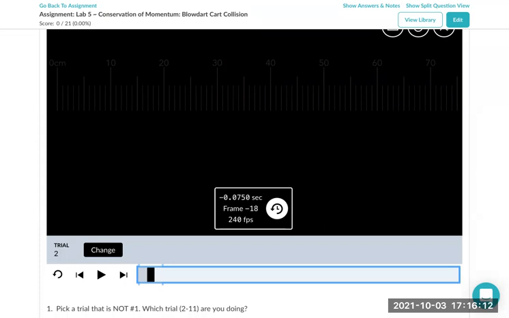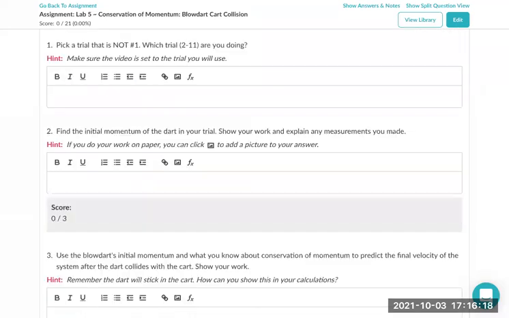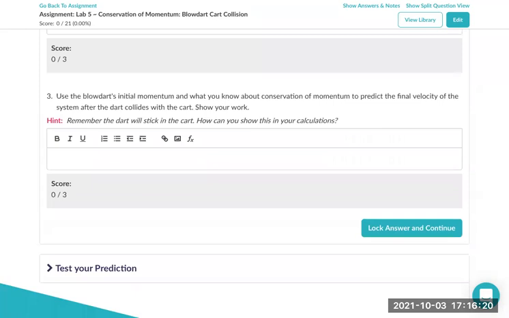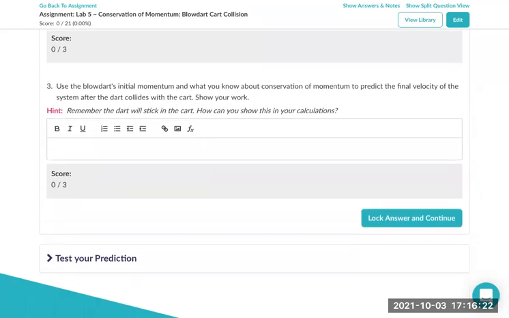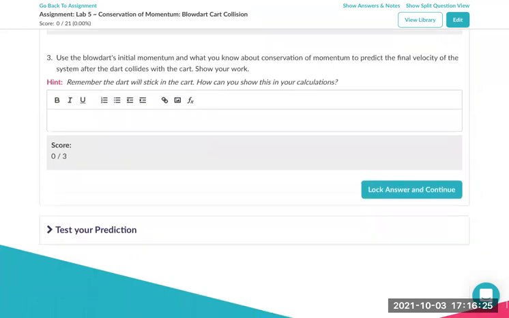Choose a trial, find the distance, find the time, solve for the velocity, use that to solve for the momentum. Okay, and you can see that's what you have. And once you have that, the question is, can you predict the final velocity? So what you need to do here is, you remember we talked about, right?